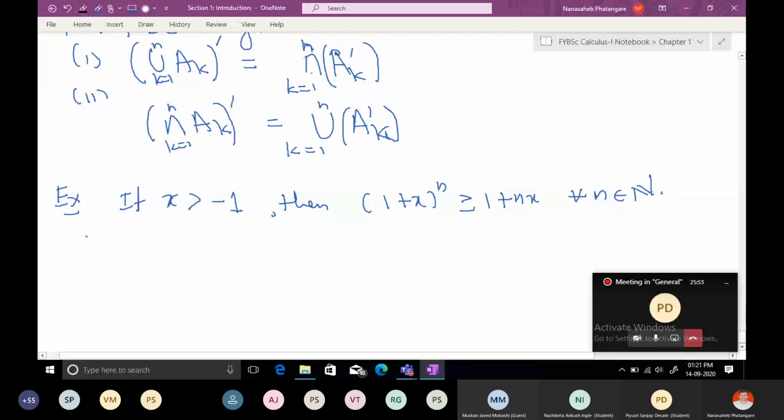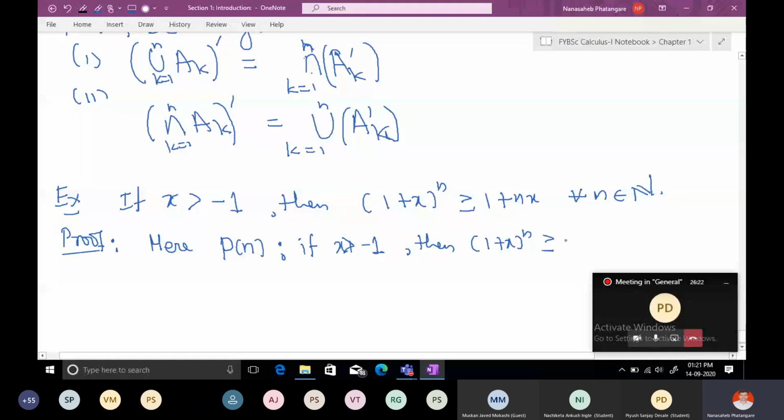So we want to prove this for each natural number. So here, what is Pn? Statement Pn is: if x is greater than -1, then (1 plus x) raised to n is greater than or equal to 1 plus nx for all n in the natural numbers. This is our statement.